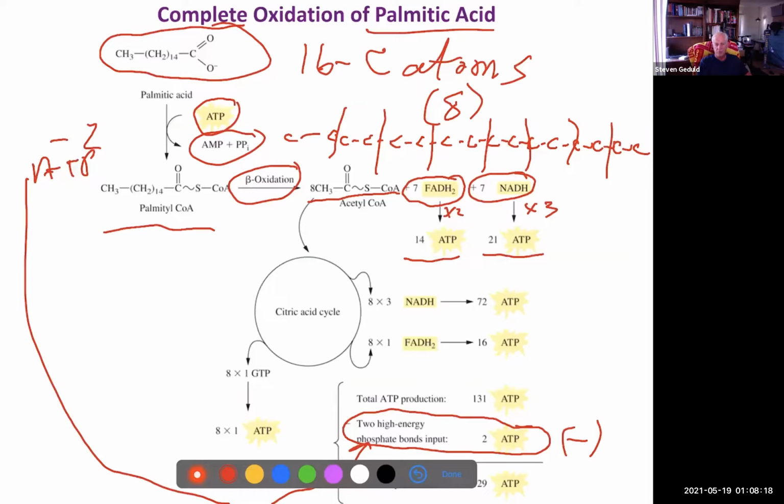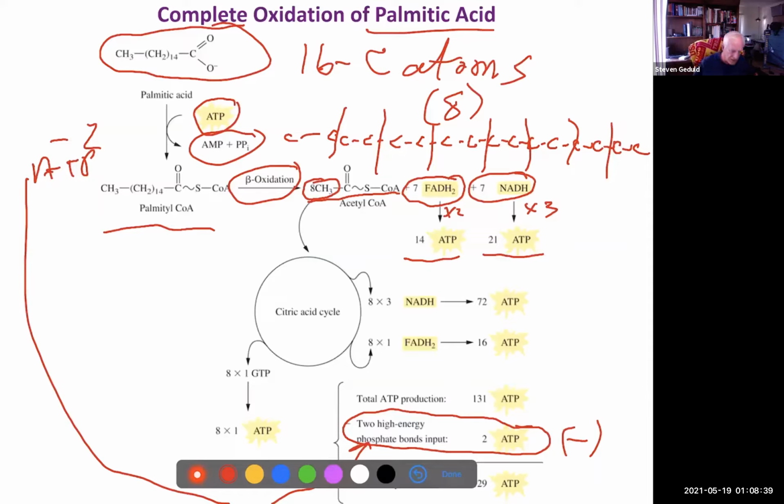Okay, so there's 14. Now each of those two carbon units is going to be an acetyl coenzyme A, and it's going to enter into the citric acid cycle. So you're going to have 8 acetyl coenzyme A's entering the citric acid cycle. It's 16 carbons, 8 sets of 2.